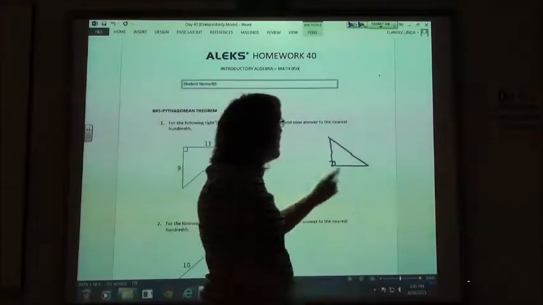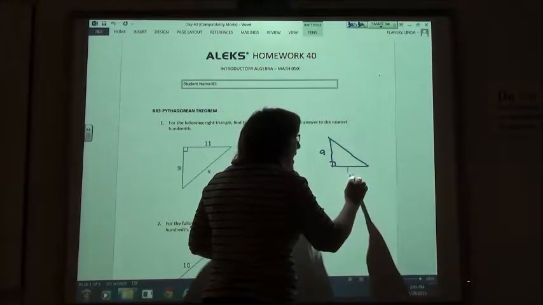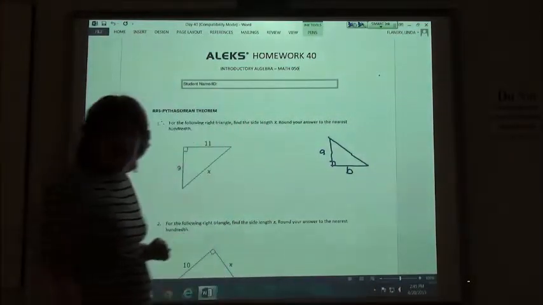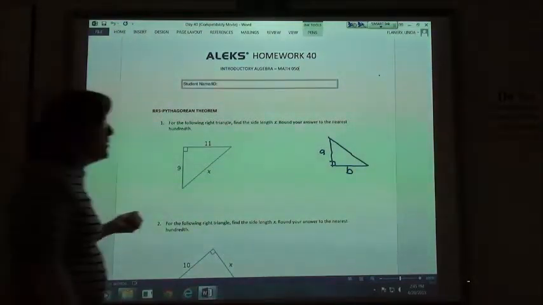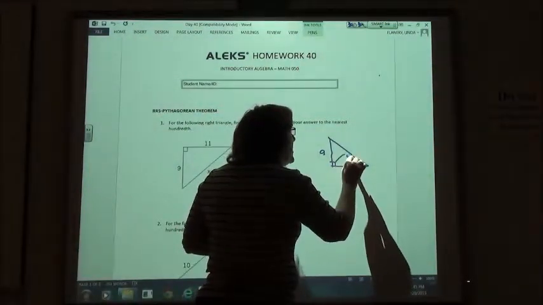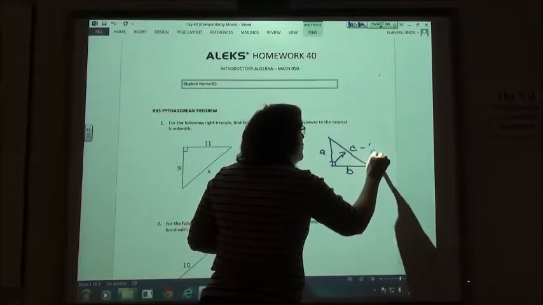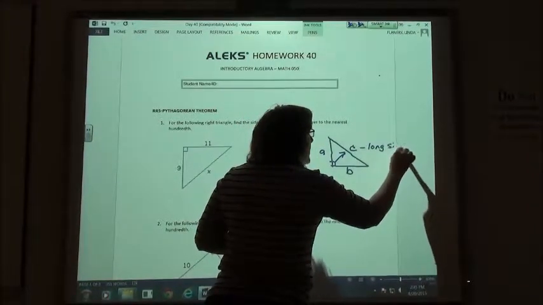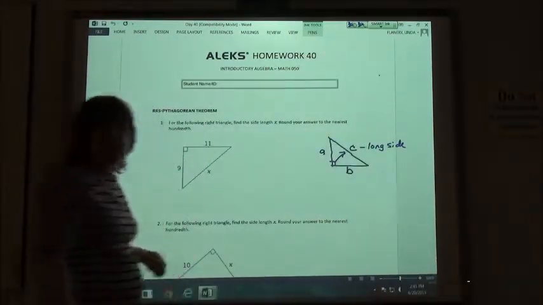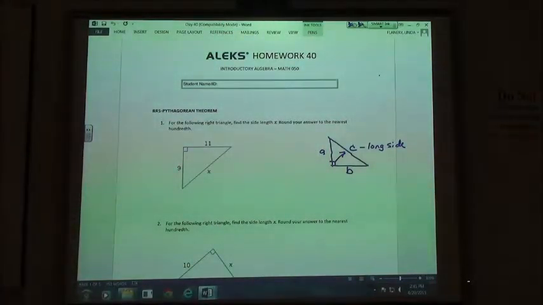The legs of the right triangle are your two short sides. I'm going to label them A and B. The hypotenuse is the side that is opposite the right angle. That's your long side. Right? That would always have to be longer than the other two sides if it's opposite that right angle.